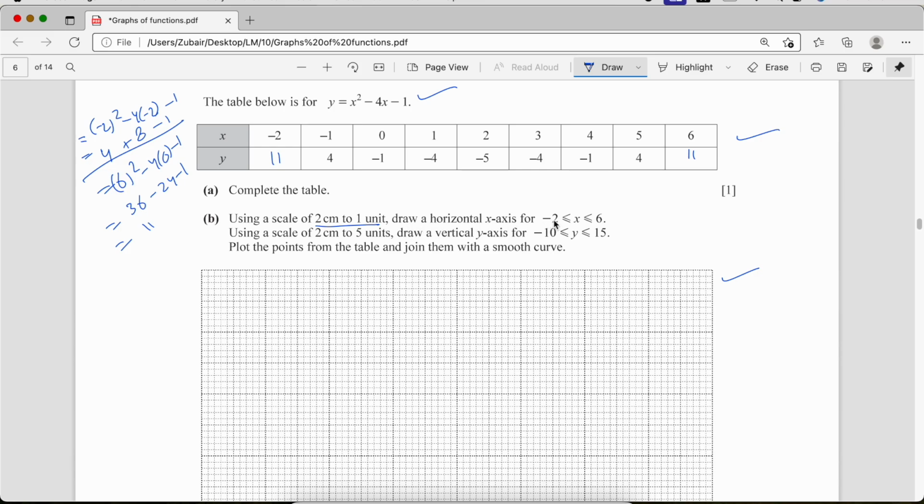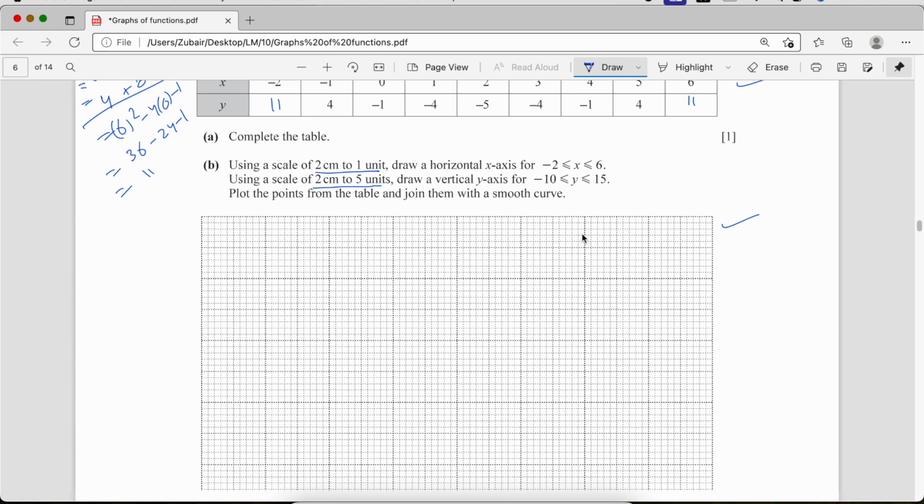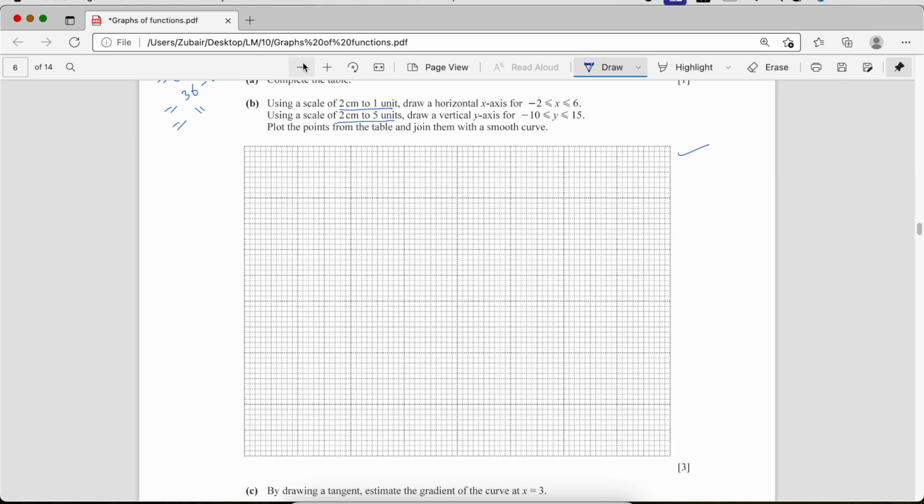Draw the horizontal axis from minus 2 to 6, using a scale of 2 centimeters to 1 unit. On the y-axis, use a scale of 2 centimeters to 5 units from minus 10 to 15. First I need to adjust and see where I will get my origin. 2 centimeters to 1 unit and from minus 2 to 6. If this is my minus 2, I'm not actually writing it, and this would be in pencil. I just have to show you, that's why I'm writing what I'm thinking.